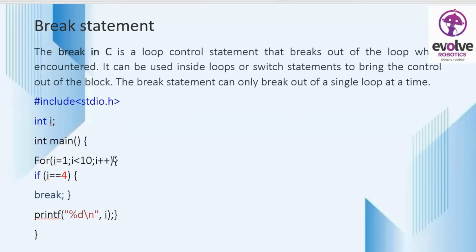Here we can see the program. Inside the main function, there is a for loop, and the if condition is given inside the for loop. When the value of i becomes 4, then the loop will break. Then the output is printed like the numbers 1 to 4.